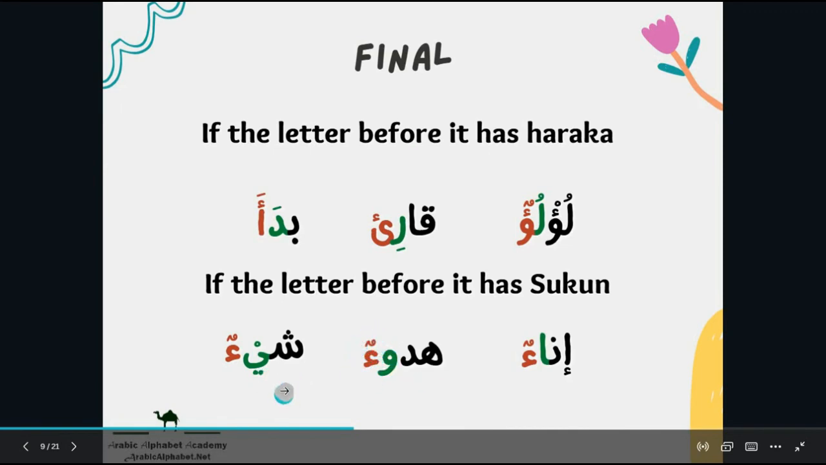Here is another example. We have shay'un. As we see, the letter Ya has sukoun. Shay, a. That's sukoun.